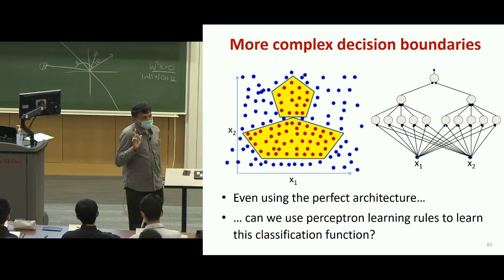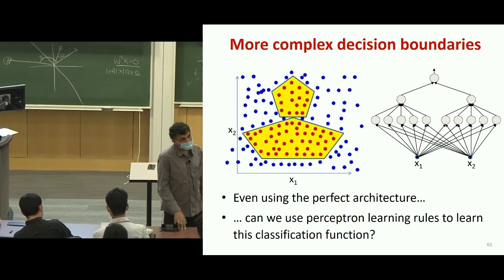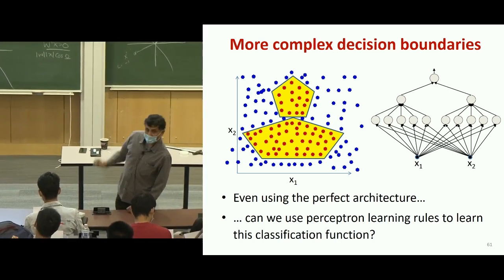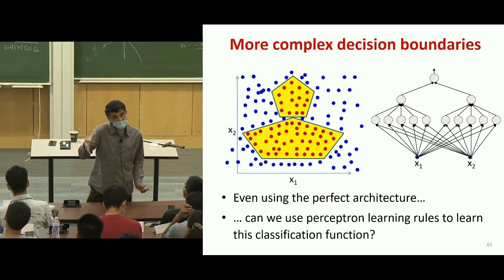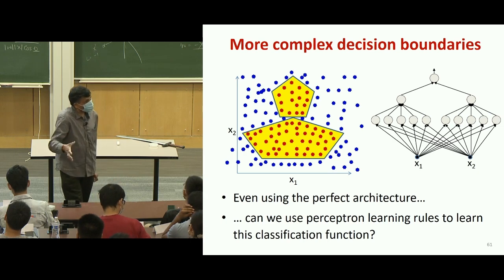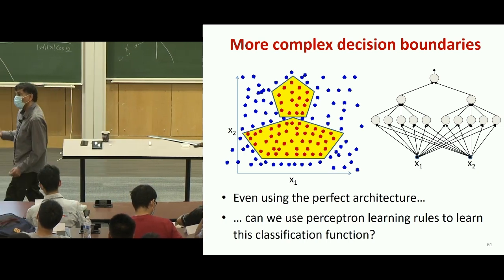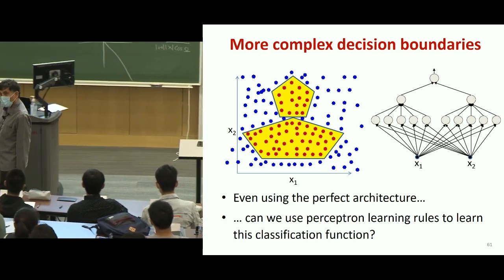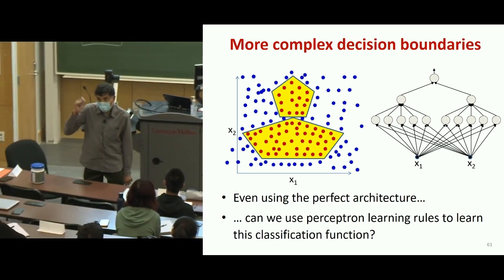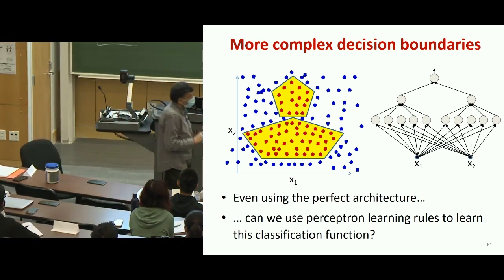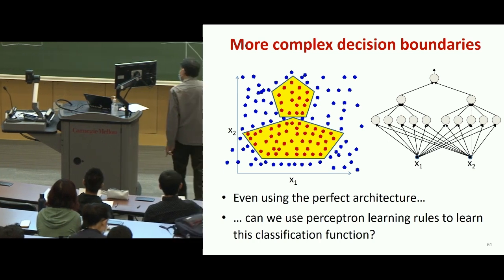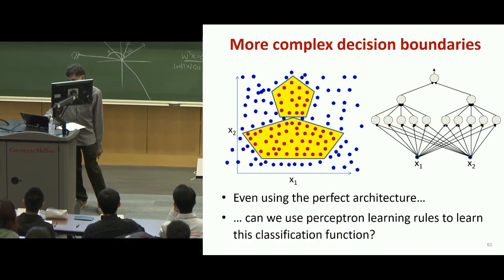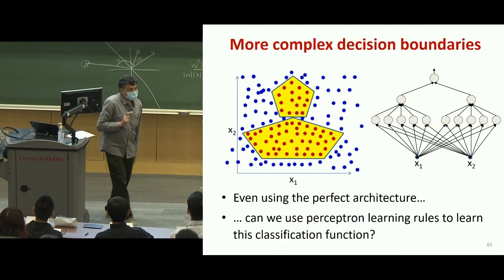Now we know that this double pentagon decision boundary can be perfectly classified using this architecture to the right. So even if I gave you the architecture, I'm telling you, here is what the network looks like. Just find me the weights and the biases. That's all I'm asking you to do, and you know it is possible. And then I'm giving you these data points, except I'm not giving you the boundaries, right? So maybe, you know, the figure shows the boundaries.